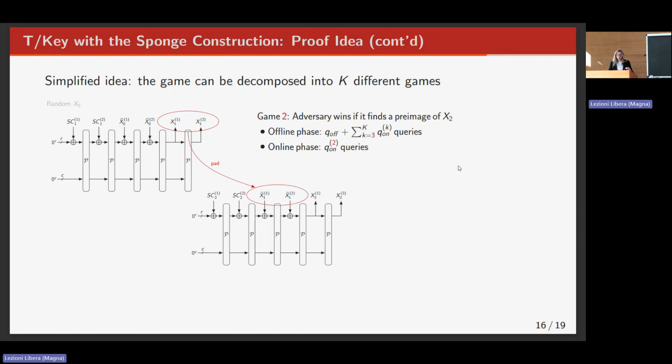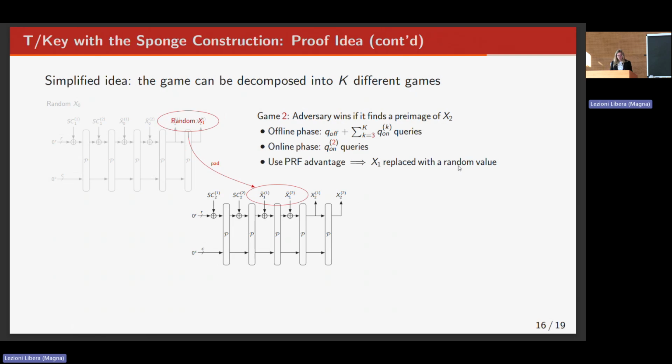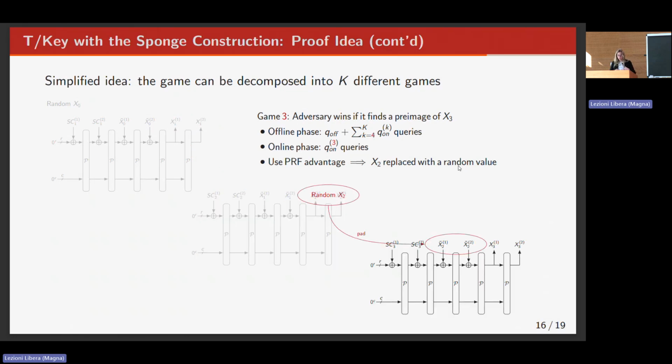But x1 also comes from an AutoKit sponge call, which has a PRF advantage. So we can actually replace x1 with a random value. And in that setting, we end up with a game which has exactly the same form as the game before, so domain-oriented pre-image resistance of the sponge. And you can actually repeat this reasoning in an inductive way so that you can get rid of the cascading nature of sponge evaluations. So we are not done yet.